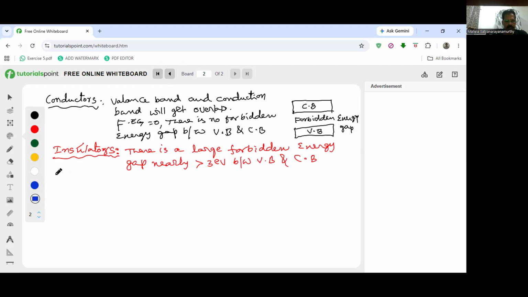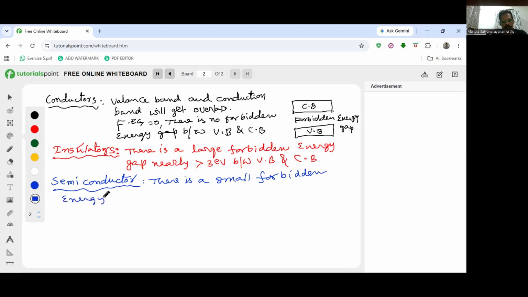So now the third one is a semiconductor. This is most important for us. In a semiconductor, there is a small forbidden energy gap between the valency band and conduction band.